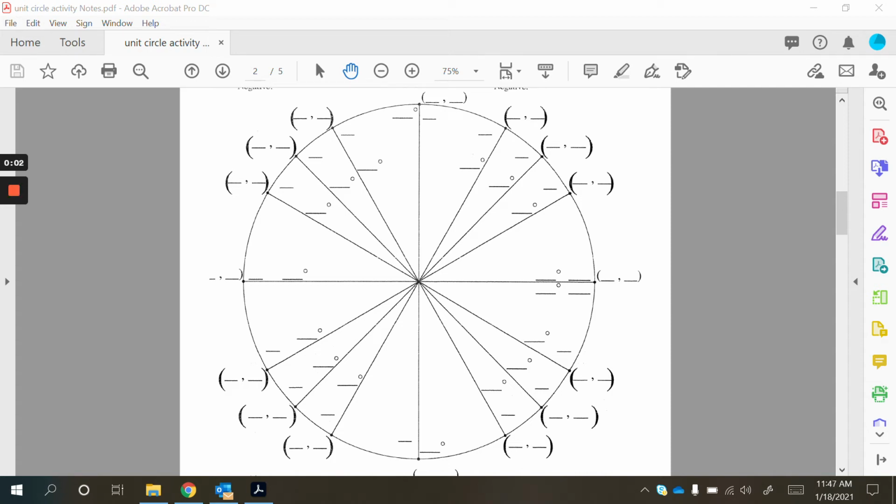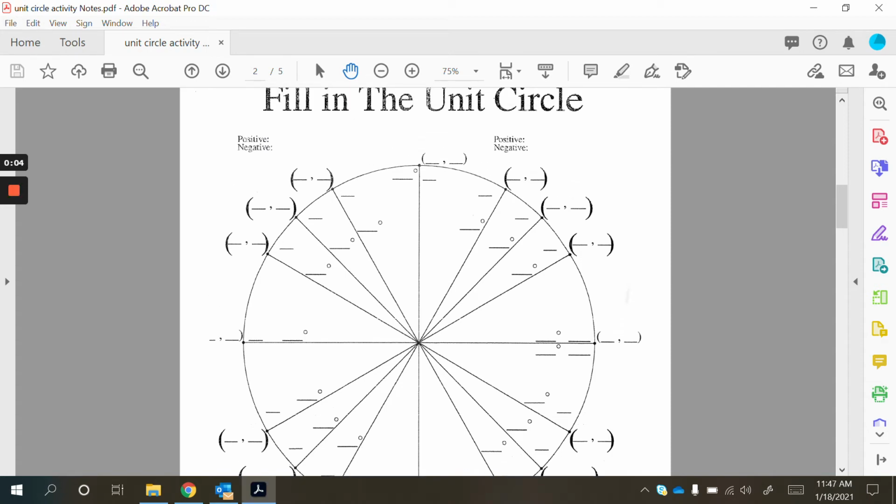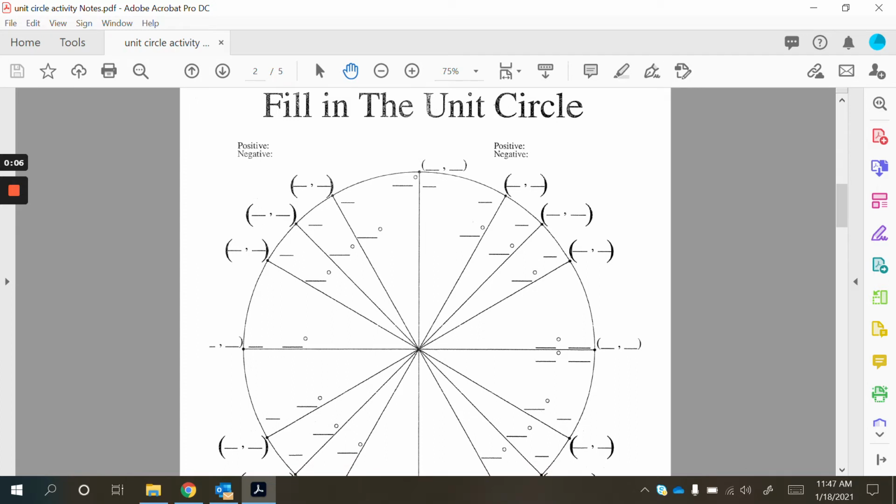Welcome back, students. Today we're going to be talking about the unit circle. So this right here is the unit circle. The unit circle is essentially just a circle that's been drawn on a graph. Now this circle has very specific dimensions.